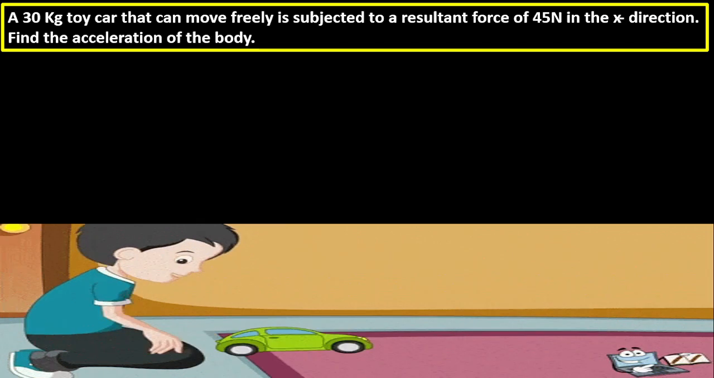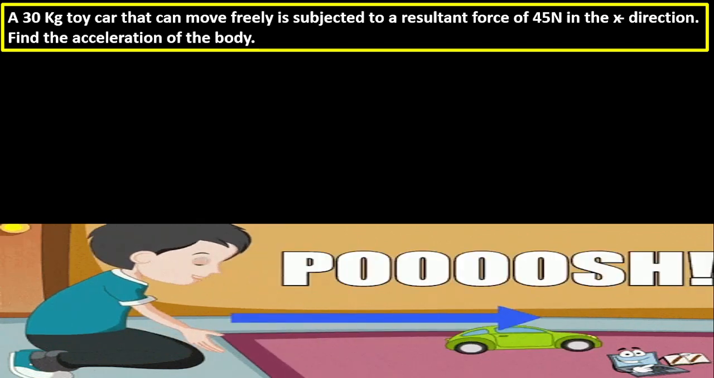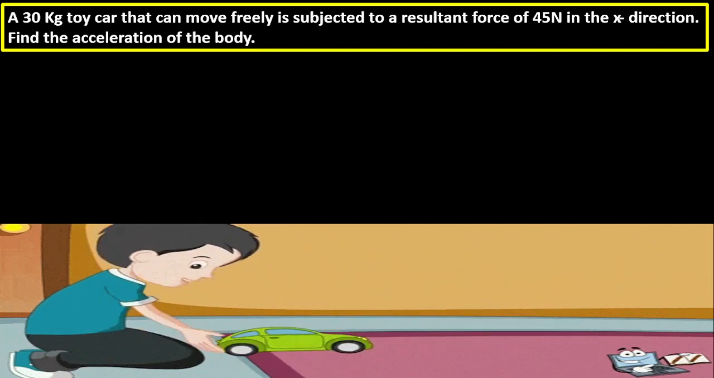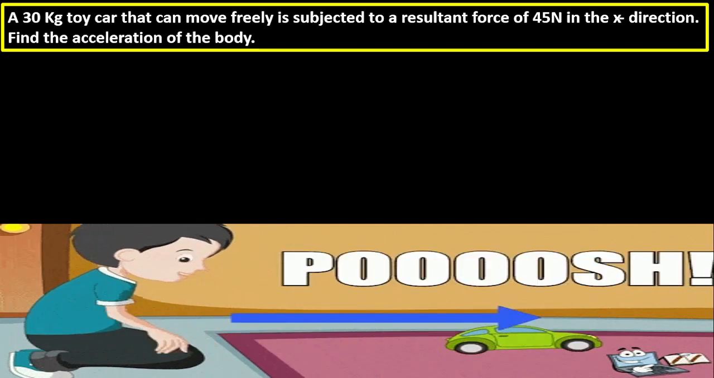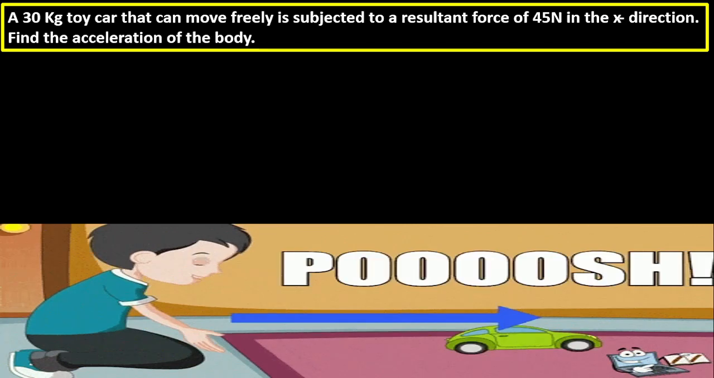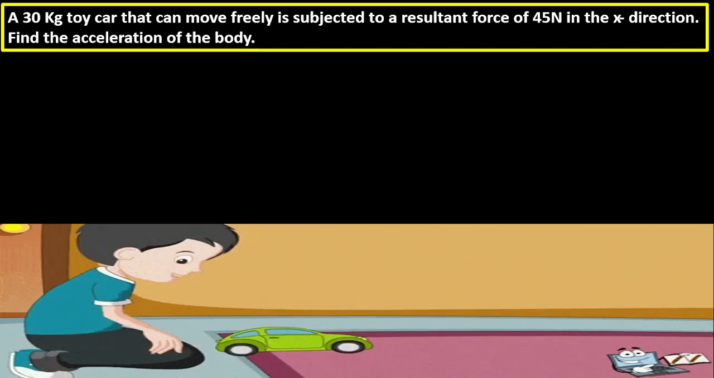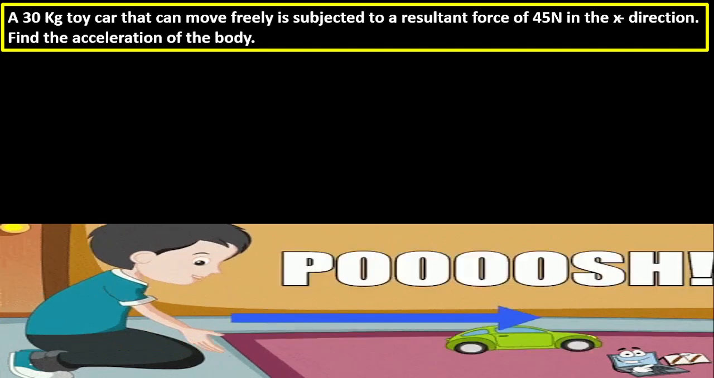Okay, so let's quickly look at our first question. The first question says: a 30 kg car that can move freely is subjected to a resultant force of 45 newtons in the x direction. Find the acceleration of the car. This is a very easy question that you can apply in terms of Newton's laws of motion.